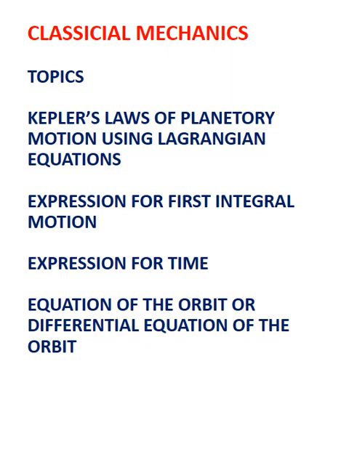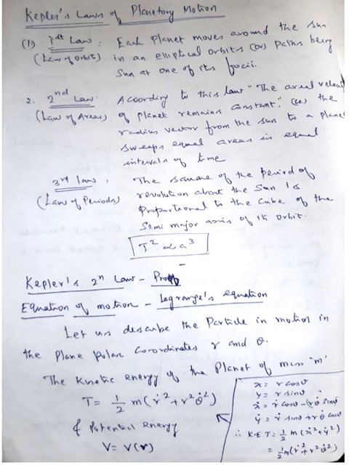we will see Kepler's laws of planetary motion using Lagrangian equations. Then the expression for the first integral of motion, expression for the time, then theta also. Then we'll find out the equation of the orbit or differential equation of the orbit. Okay. What is planetary motion by Kepler's laws?